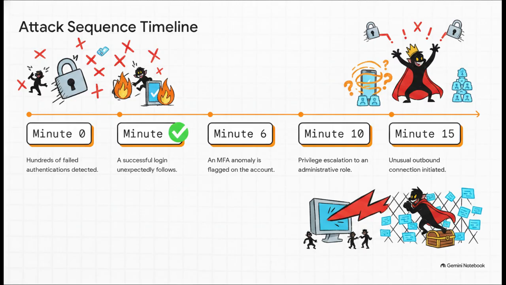But follow the timeline. A failed auth, followed by a sudden successful login, then an MFA anomaly, privilege escalation, and finally an unusual outbound connection. Actually, scratch that earlier thought. This is definitely not a harmless glitch. This is a clear, step-by-step narrative of a total system compromise.